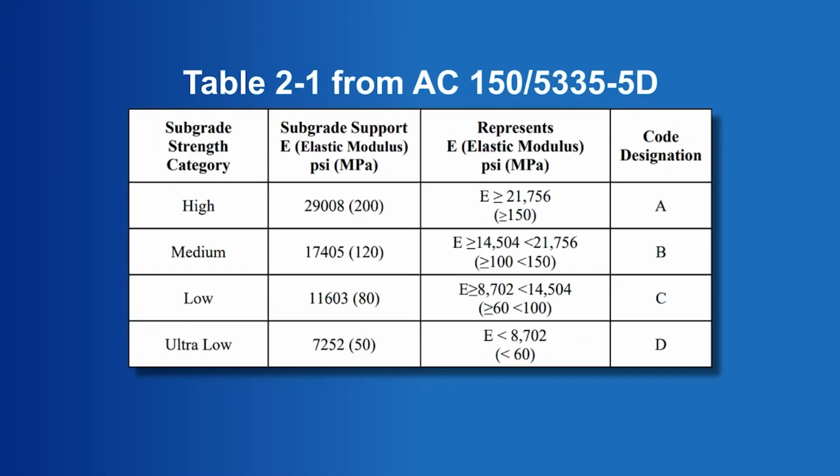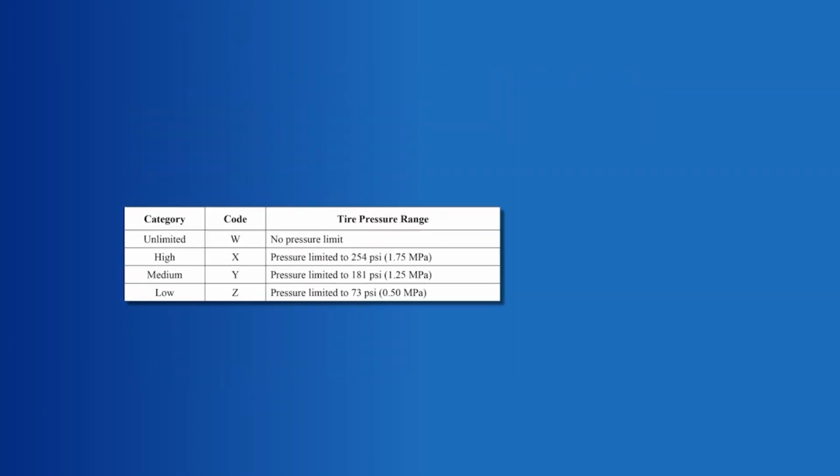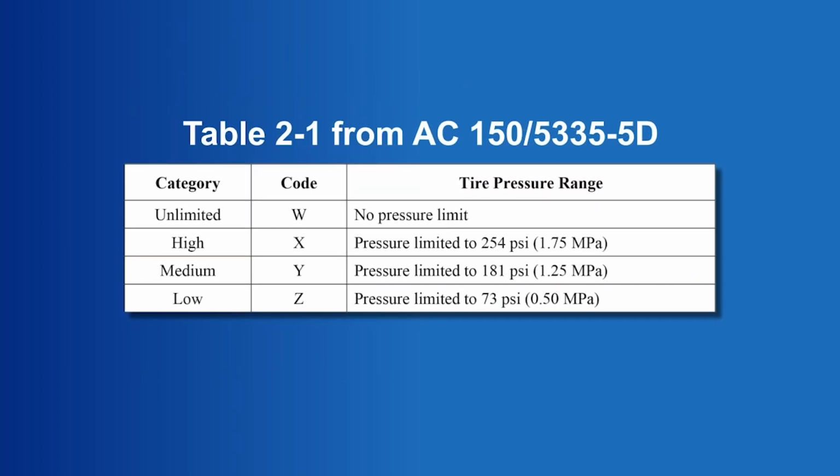Subgrade strength is the same for rigid and flexible pavements. Subgrade strengths are classified from ultra-low to high based upon subgrade modulus. The tire pressure categories are the same for rigid and flexible pavements. Tire pressures on flexible pavements may be restricted depending on the quality of the asphalt mixture and climatic conditions. Tire pressure limits are normally not required on rigid pavement unless pavement is very thin or in poor structural condition.